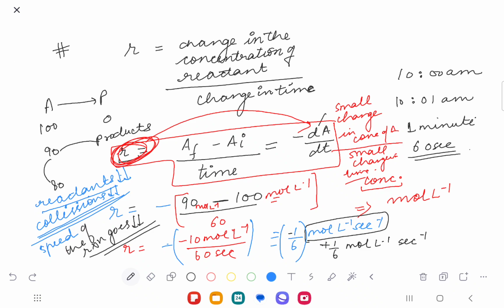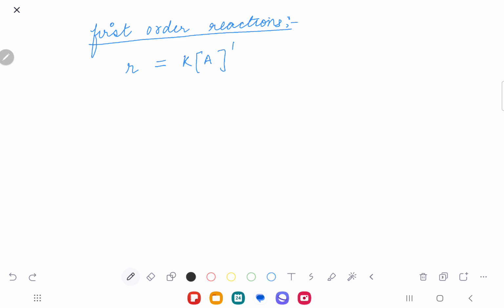Now understand. So here, what are we going to do? For the first order reactions, what do you think I'm going to do? I'm going to say these are those reactions where the rate is directly proportional to the unit power, single power, of the reactant. So K A raised to power 1. That means order means this power. So if this power is 1, I would say it is a first order reaction.